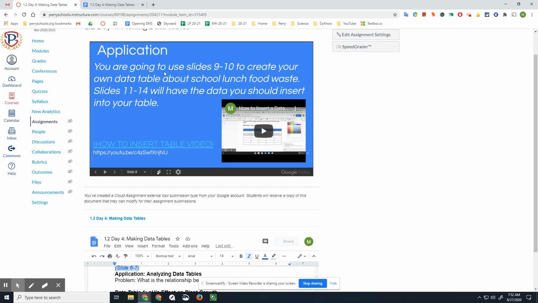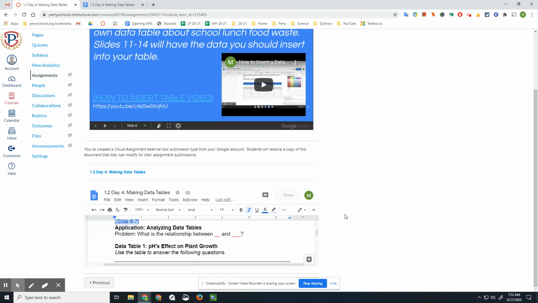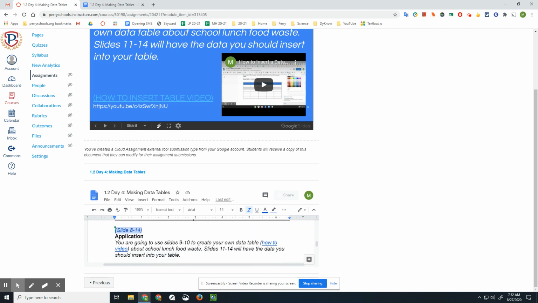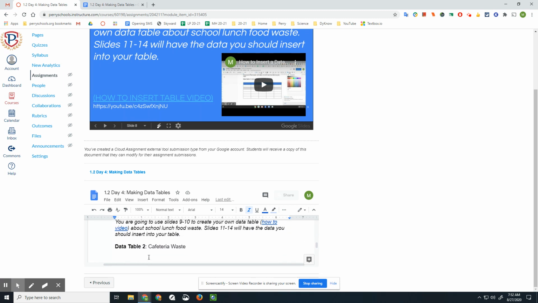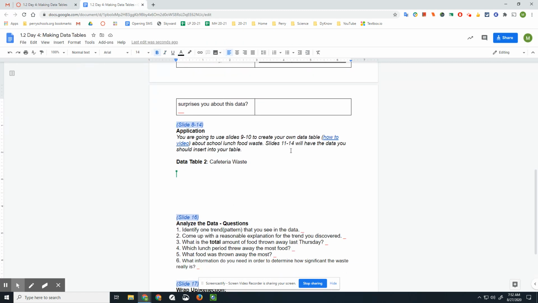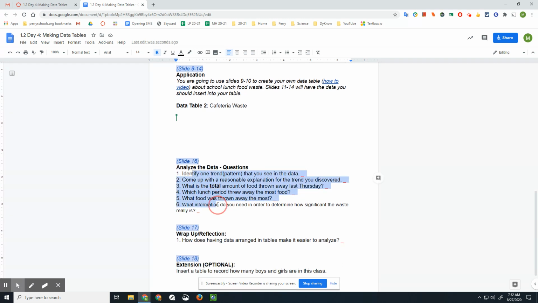All right, you're going to use slides 9 through 10 to create your own data table about school lunch food waste. Slides 11 through 14 will have the data you should insert into your table. Watch this video to help you figure out how to insert data tables. Down here, there's a link to it as well. Let's go back up here. This is where you're going to insert a table, so watch the video. Then you're going to answer questions about the data table you put in.